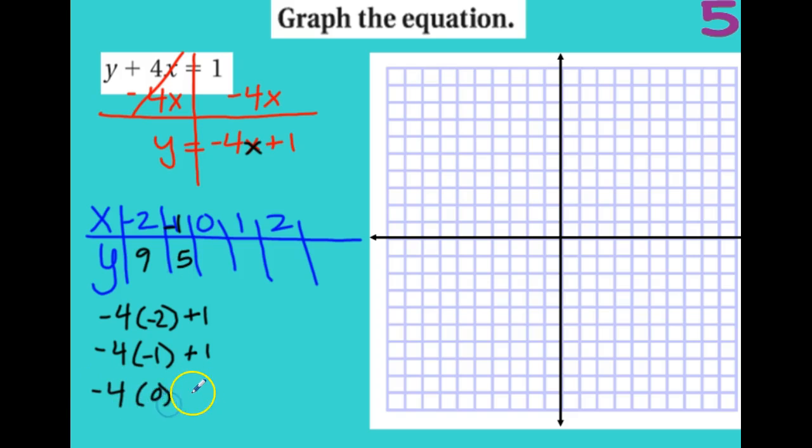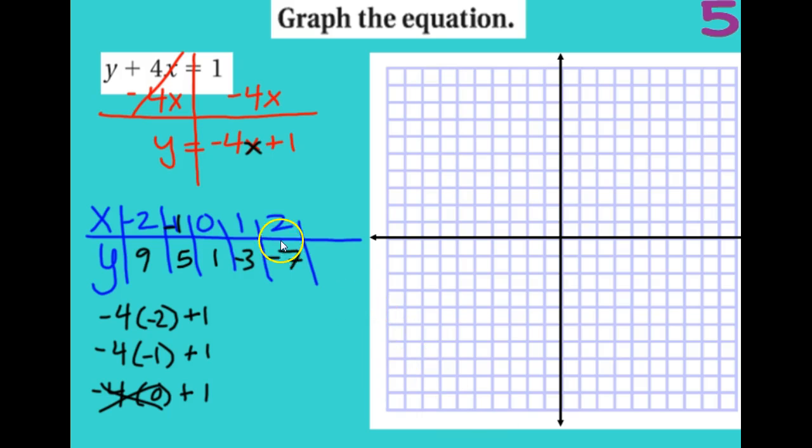Then plugging in a 0. Anything times 0 is 0. 0 plus 1 is 1. You might notice we're going down each time by 4. So if I subtract 4 again, we'd be at negative 3. Subtract 4 again would give us negative 7.